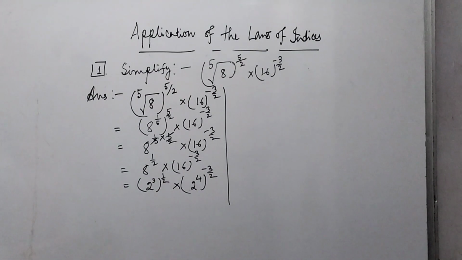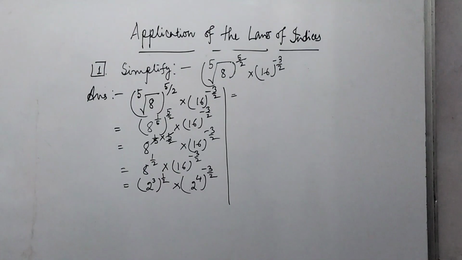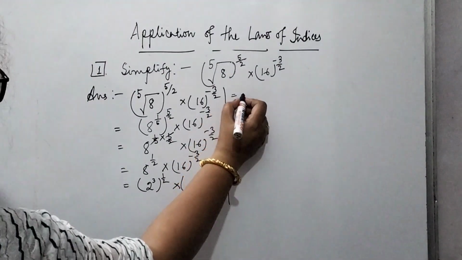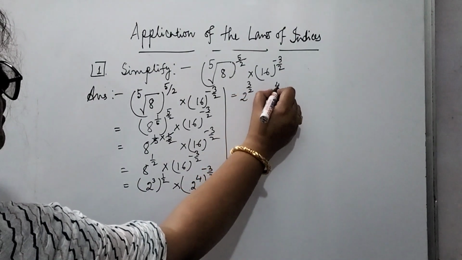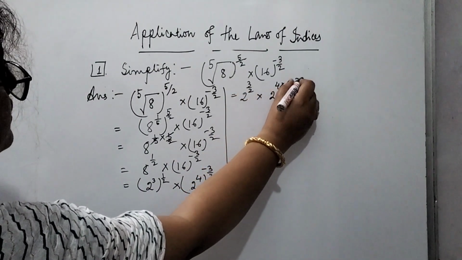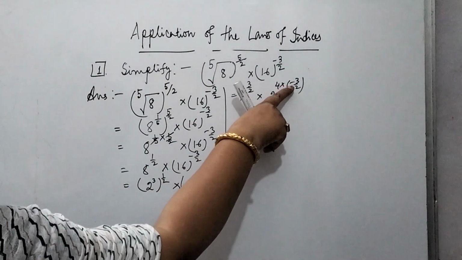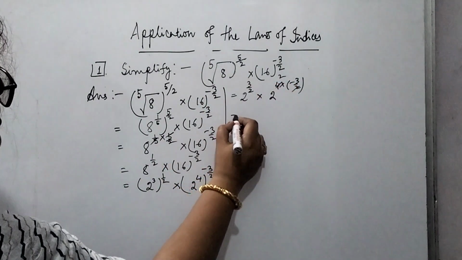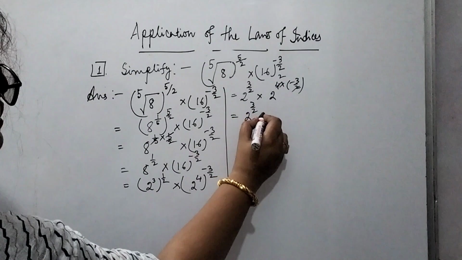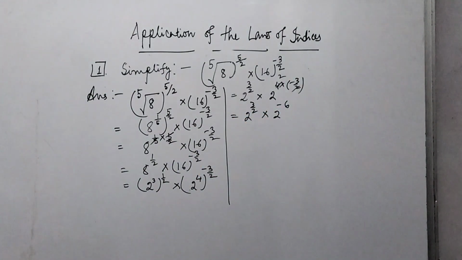Now what we can do here, yes, I hope you all have got it. We have to just apply the law a to the power m whole to the power n equals a to the power mn. So here we get 2 to the power 3 by 2 into 2 to the power 4 into minus 3 by 2, right? 3 into half, 3 by 2, 4 into minus 3 by 2, right? So after all cancellations, we get 2 to the power 3 by 2 in the first term and 2 to the power minus 6 in the second term.